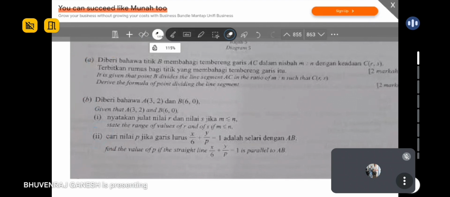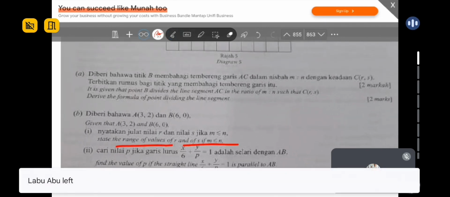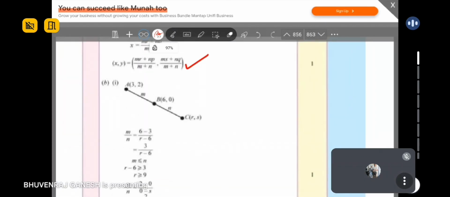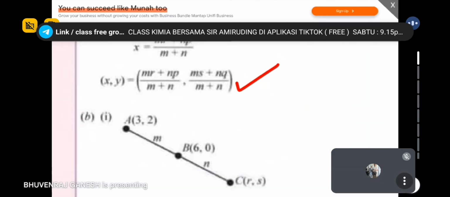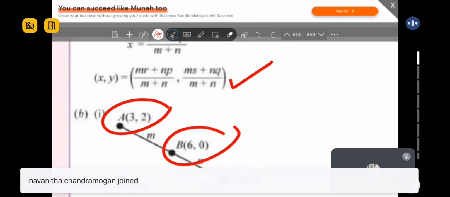Okay? Alright, so now Aife. Untuk B1, dia suruh nyatakan julat R dan S. Okay, so how to do this? Macam mana buat? Okay, so kamu kena guna jawapan tadi lah. Okay, you must use your answer just now. Okay, so you'll have something like this. Okay guys, so now they already give you the coordinate. Am I right? Mereka sudah bagi kat kamu dalam soalan, ini adalah coordinate A dan B.